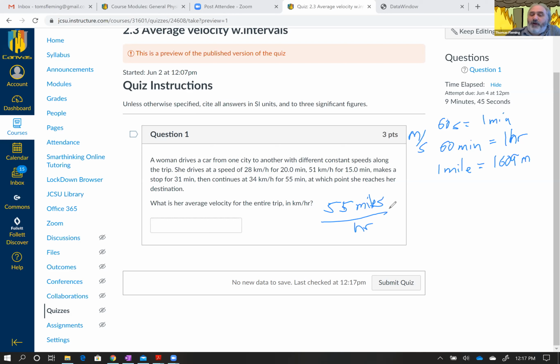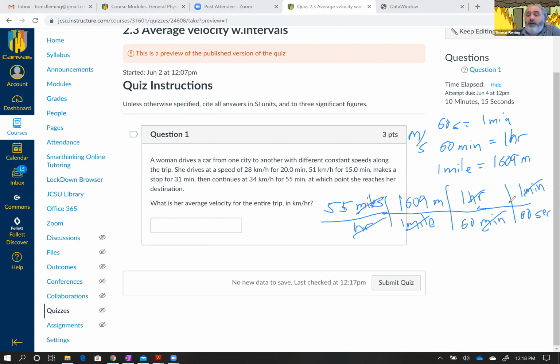So for this one, I want miles to cancel. So 1 mile is 1,609 meters. Now I want hours to cancel. So 1 hour is 60 minutes. And then 1 minute is 60 seconds. So the hours will cancel, the miles will cancel, the minutes will cancel, and I'll end up with meters per second. But that means I'm going to take 55, multiply by 1,609, and then divide it by 60 twice. So that's one you'll be doing a lot.